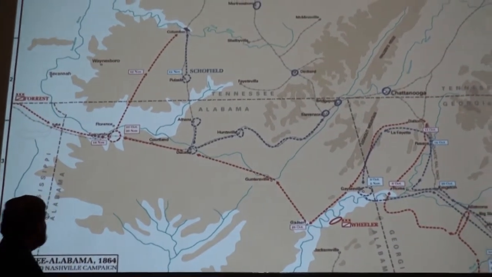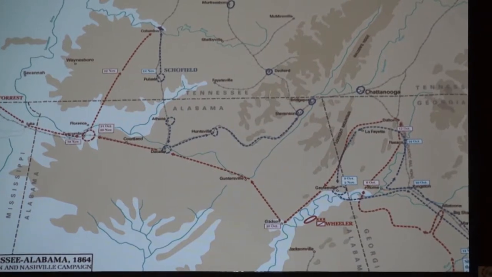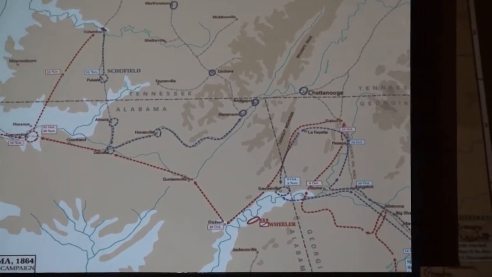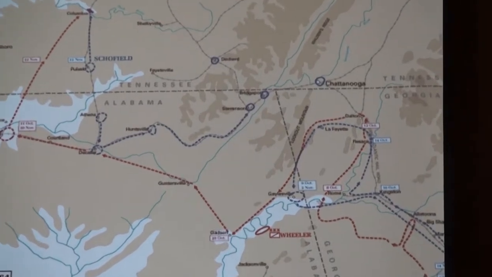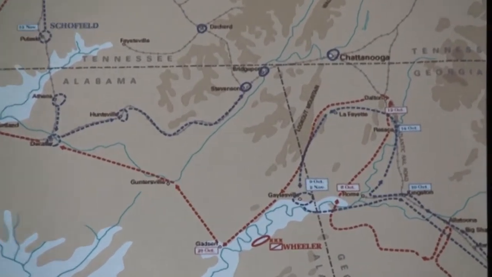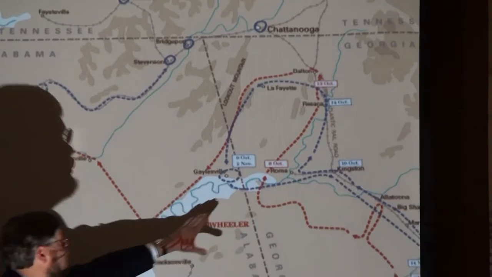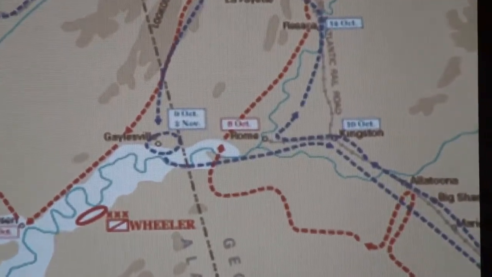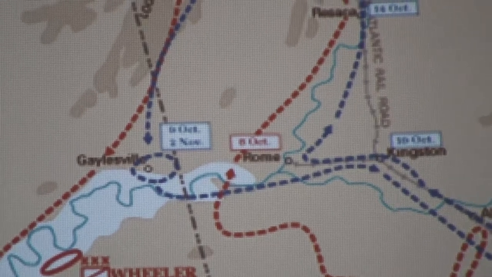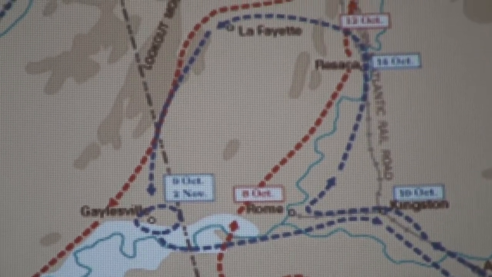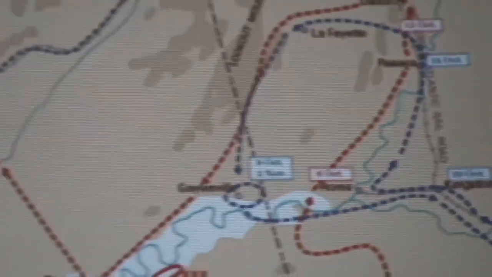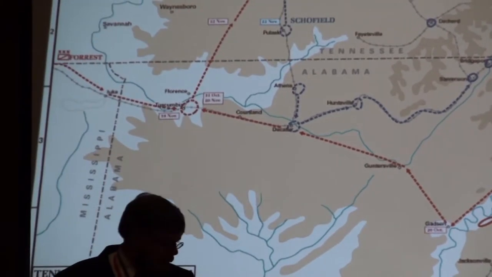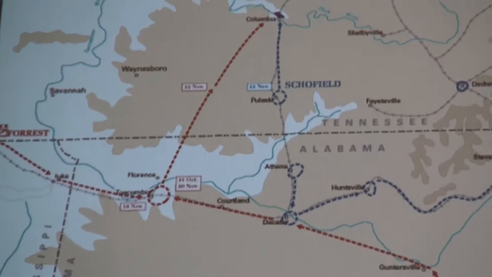There you see a little better map of this whole scenario. I like this one because it's in color. You can see the maneuvering that's going on. So instead of intercepting Sherman out here and dealing with him and his march to the sea, Hood is going the opposite direction. He does meet up with Nathan Bedford Forrest. That part went according to plan, and then they started their march northward.